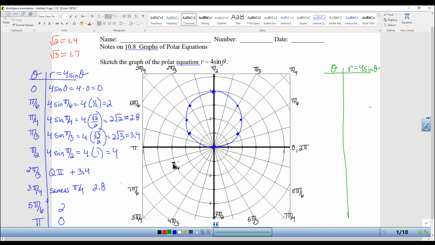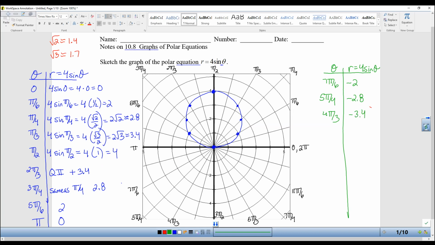So think about this. When I get to 7 pi 6, that should be the same as pi 6, right? Because pi 6 is the reference angle. But sine in quadrant 3 is negative. So it's going to be negative 2. And then what do we have next? 5 pi fourths should be the same as pi fourths, but negative. 4 pi thirds should be the same as pi thirds, but negative.